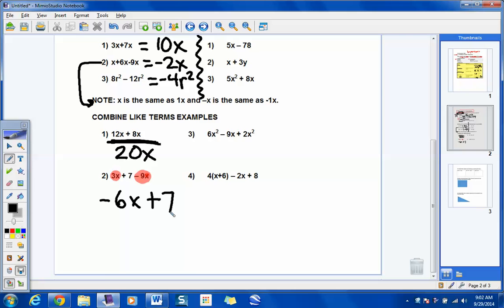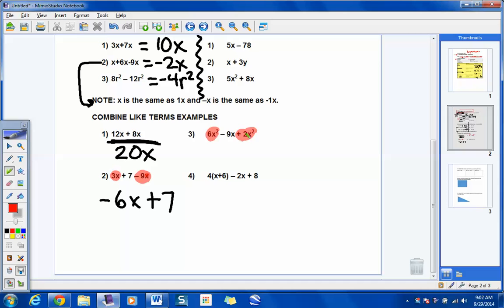Yeah. Next one. Number 3. 6x squared minus 9x plus 2x squared. Any like terms? Yeah, 6x squared and 2x squared. Are they all alike or not? No. What's the problem here with the middle term? Negative 9x. It has the same variable but not the same exponent. Okay, so I'm going to combine the positive 6x squared and the positive 2x squared, right?